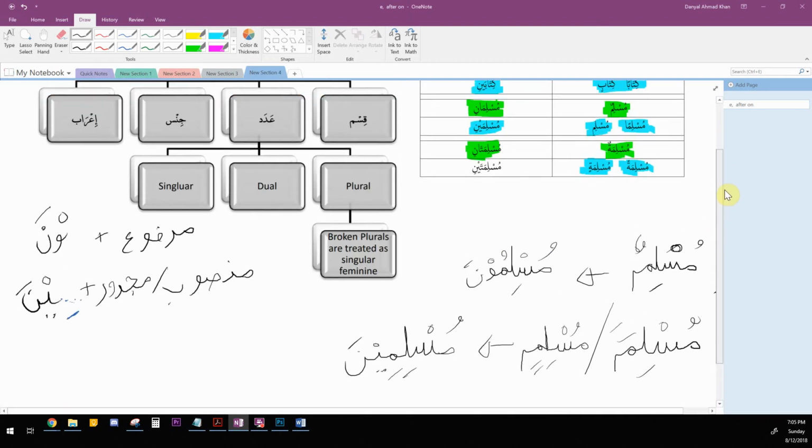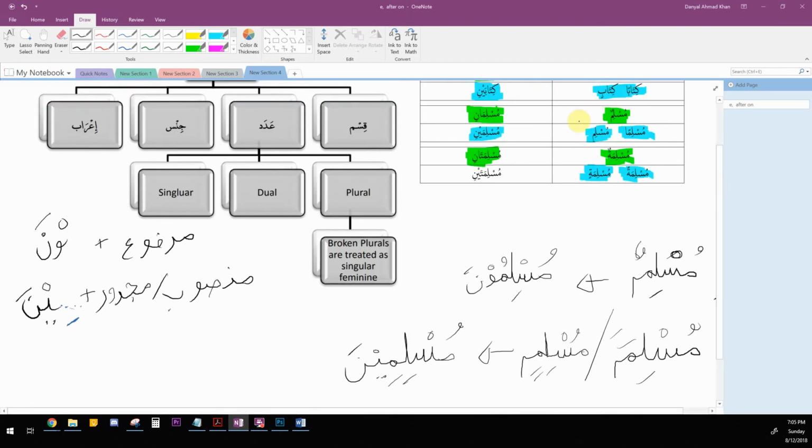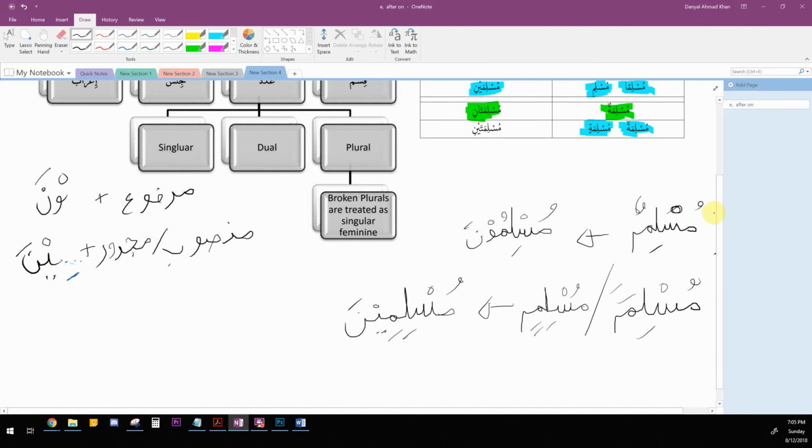If you're in dual and you want to make it dual marfu', you add the alif noon sound. So muslimani. And if you're in the majroor or the mansub state, you make it dual, you add the aini sound. We said the ya noon, and it's preceded by the fatha, muslimaini. In plural, you add waw noon, muslimun, muslimuna for marfu', and then in mansub and majroor, for musliman or muslimin, you add the ina sound, the ya noon sound, preceded by the kasra.